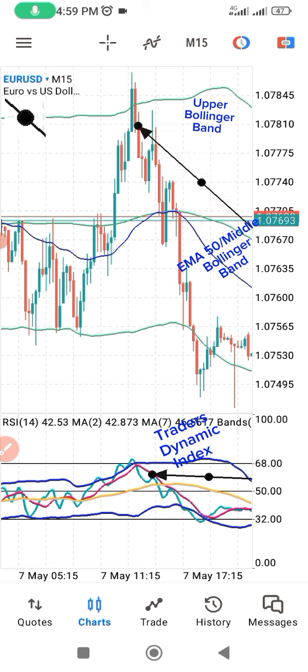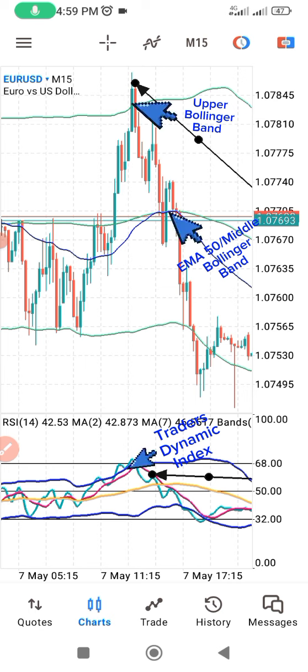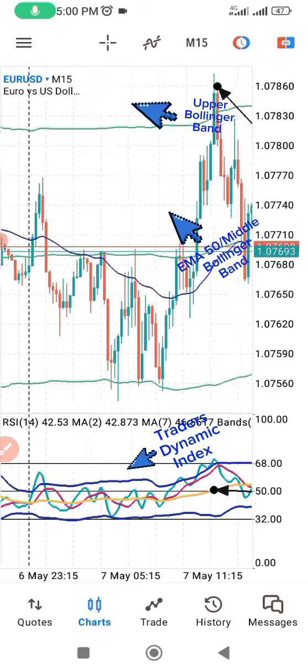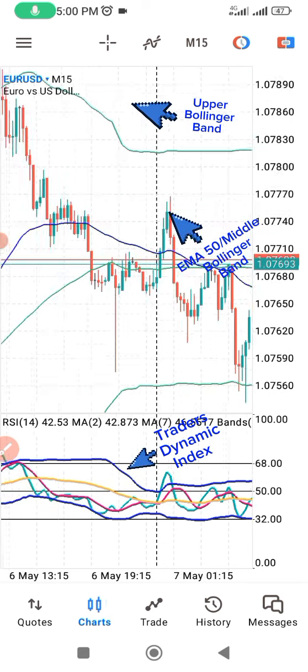And what that means is that if you are looking forward to a sell, you should be patient enough to see price pushing out of the upper Bollinger Band because you are looking for a reversal. And at the same time, you should also be looking out to see price pushing out of the band of the TDI indicator. That is condition number one.